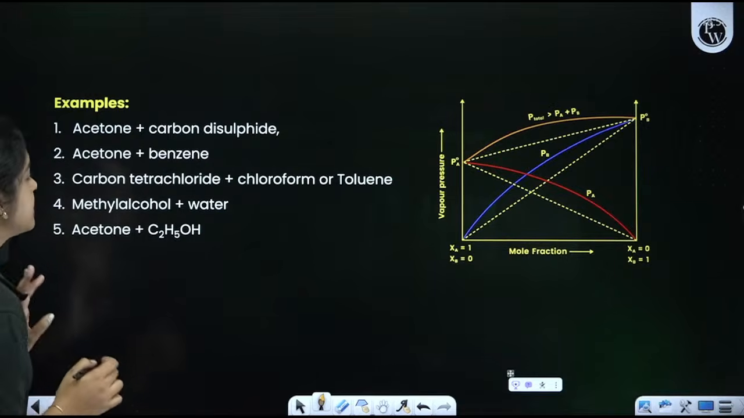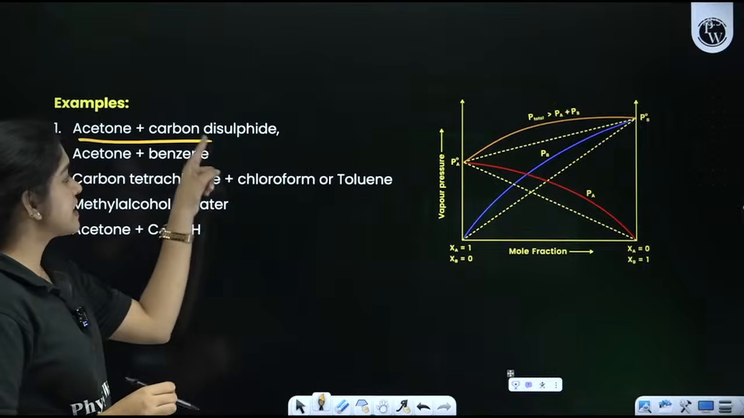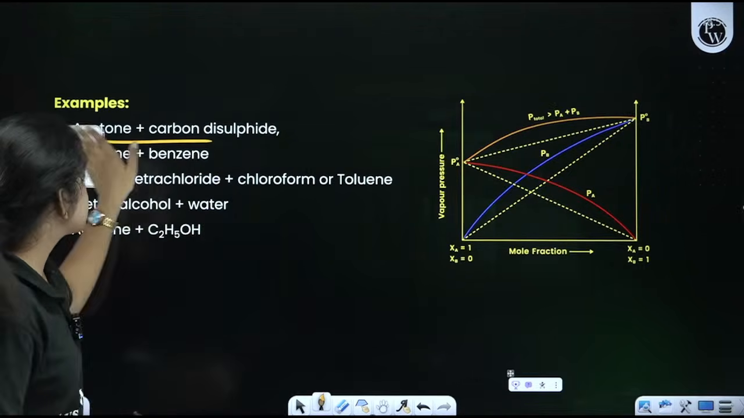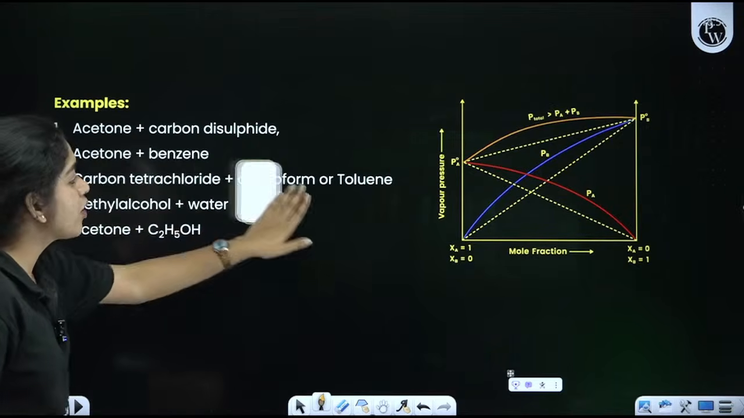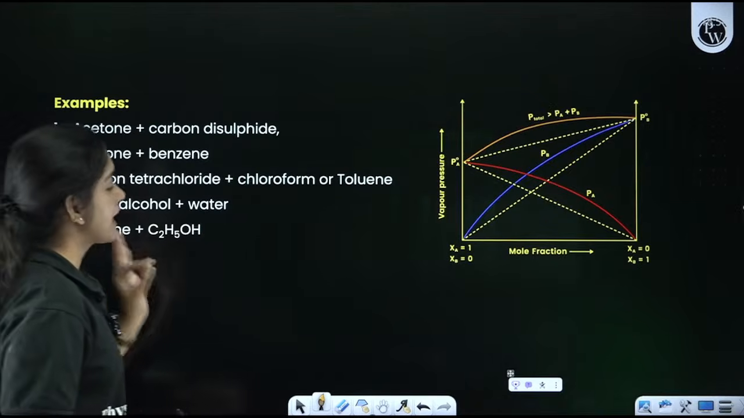Then examples are a mixture of acetone and carbon disulfide, which was a previous year MCQ question showing positive deviation. Acetone and carbon disulfide, then acetone and benzene, carbon tetrachloride and chloroform, methyl alcohol and water, acetone and ethanol.